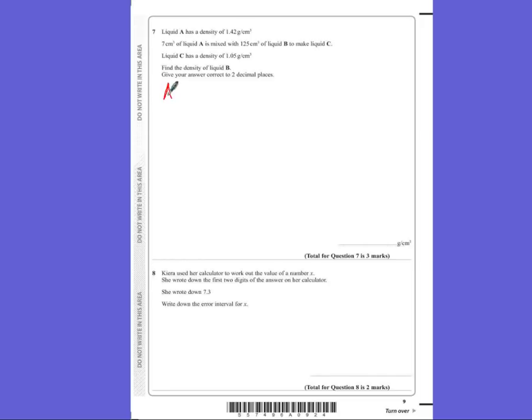So liquid A, we've got 7 centimetres cubed, and each weighs 1.42 grams for every centimetre cubed. So that gives us a mass of 9.94 grams for liquid A. For liquid C, we've got 7 plus 125 centimetres cubed, so that's 132 centimetres cubed, and every centimetre cubed weighs 1.05 grams. So that would be 138.6 grams for the mass of C.